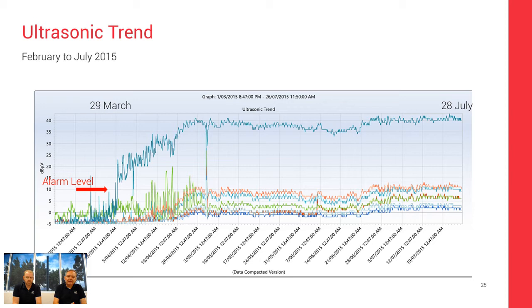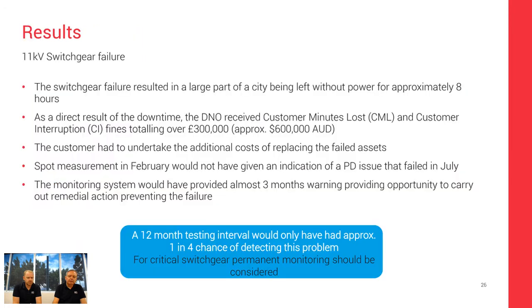If we'd gone in for an annual test in January, February, or early March, we wouldn't have seen anything. If we'd gone in sometime between the 1st of April and the end of July, we would have seen the problem, and we could have dealt with it if we'd acted quickly enough. The consequence was that a large part of the city was left without electricity for about 8 hours. The customer minutes lost and customer interruption fines, as the terminology is in the UK, totaled over £300,000, so around 600,000 Australian dollars.